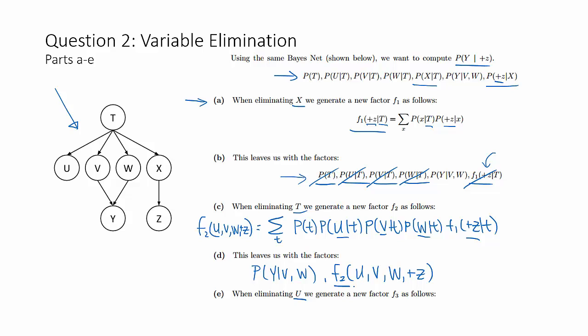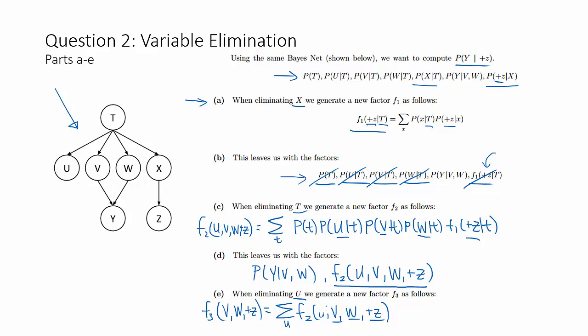In this case, it's just f2 of u, v, w, and plus z. We join on this factor. Joining on one factor just gives us the factor itself. And so we eliminate u by summing over all instantiations of u of f2 of u, v, w, and plus z. This creates a new factor that involves all our variables except for u, and so we have v, w, and plus z. All of these variables appear before the conditioning bar, and so they will stay before the conditioning bar, and so we have f3 of v, w, and plus z.